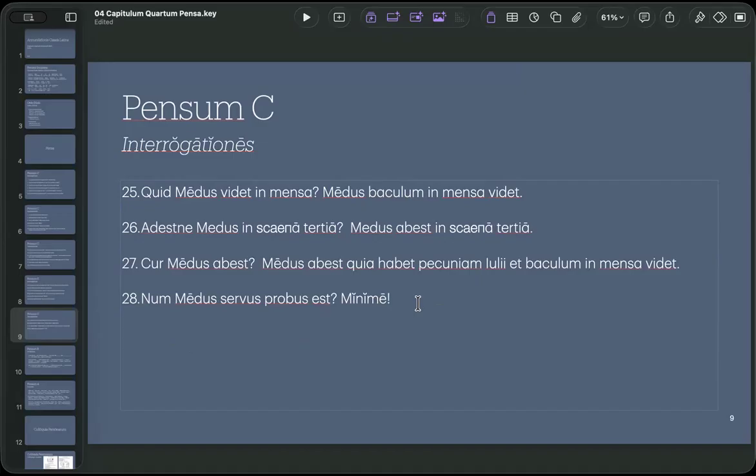Not at all. Is that literally how it translates? Not at all? Yes. Yep. Let's say medus non servus probus est. Yep, obviously. All right. In fact, you can actually do it that way. You're going to put non in front. We'll put it there. Yeah, medus servus probus non est.